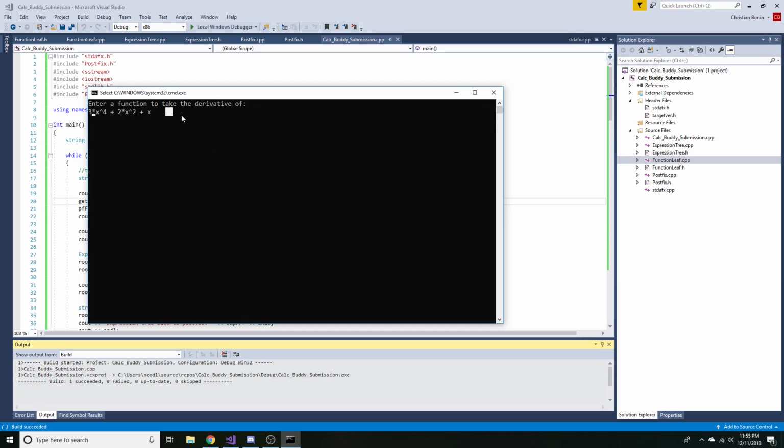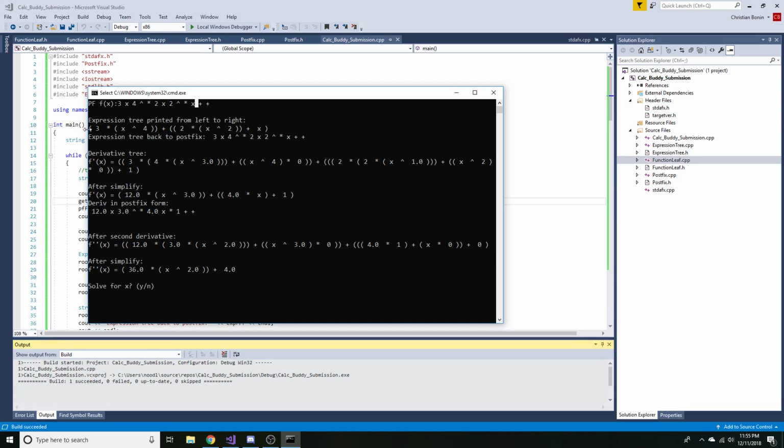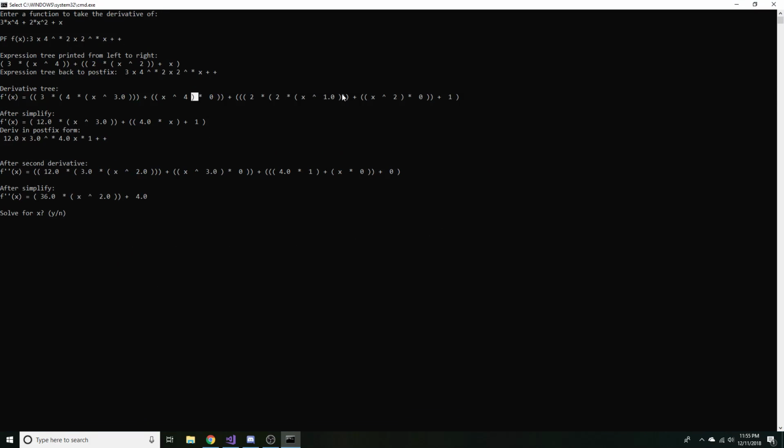So, anyway, we will enter that in, and we can see it's going to put it in postfix notation first and print it out just so you can see that. And it will print out the expression tree using parentheses to show what is parented to what. And it will put that back in the postfix by doing the post order traversal. The derivative tree is going to be what is printed out after it does the derivative operations. And I have it set up to do a lot of derivative operations, but not all of them.